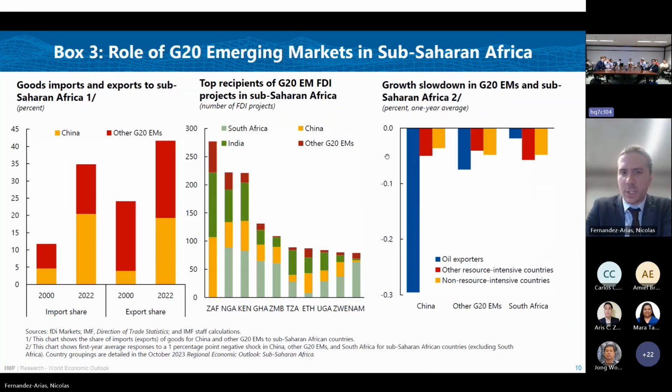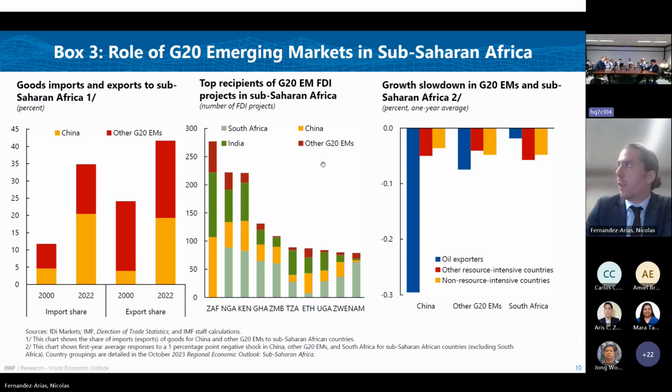So focusing a little bit more on these regional implications as well as the global importance of China, the third box that we study looks specifically at the role of G20 emerging markets in sub-Saharan Africa. So we look at the import and export share, FDI linkages, and then we do an empirical analysis of spillovers, as we did before, to look at how the effect is different depending on the type of economy in the region.